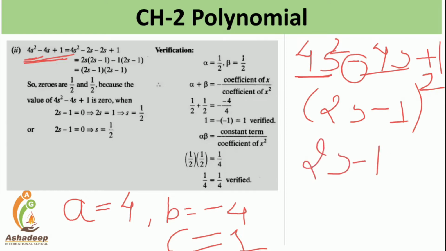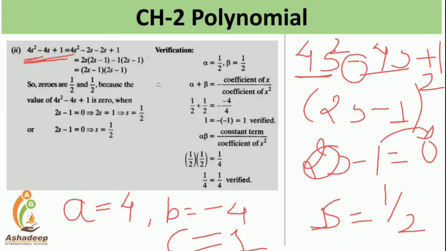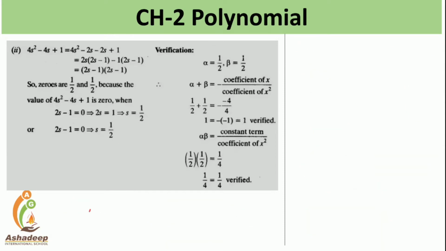2s minus 1 is equal to 0, and therefore s is equal to 1 by 2, right? If 1 goes to the other side of equals, it becomes plus 1, and this 2, multiplication goes to division. So s is equal to 1 by 2. As it is a complete square, the zeros are the same. Alpha is equal to beta is equal to 1 by 2.